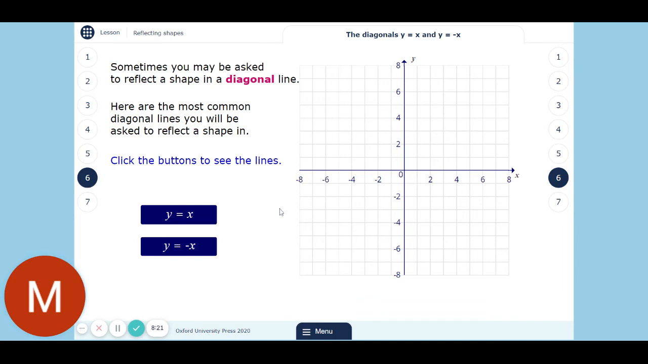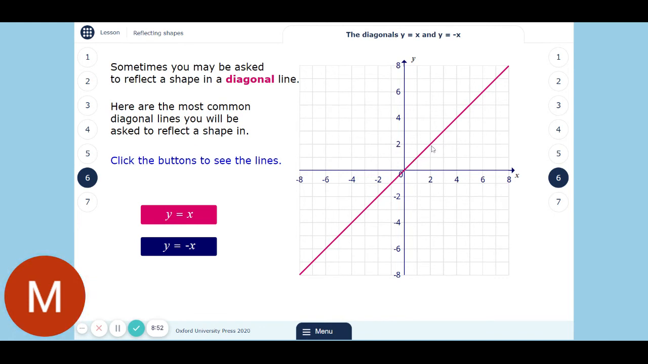Next, we're going to have a look at reflecting in a diagonal line. Now, 99 times out of 100, if you have to reflect something in a diagonal line in your exam, it's going to be one of these two equations, y equals x or y equals -x. And these lines you kind of just got to have memorized. So y equals x line is this one. Okay, so it's diagonal, starts bottom left, goes to top right, goes through the center. And at every point, the y coordinate and the x coordinate are the same.